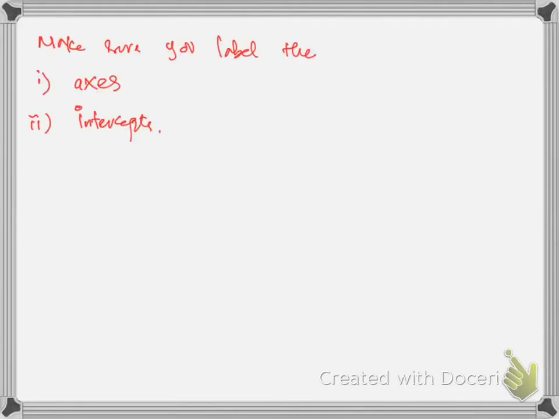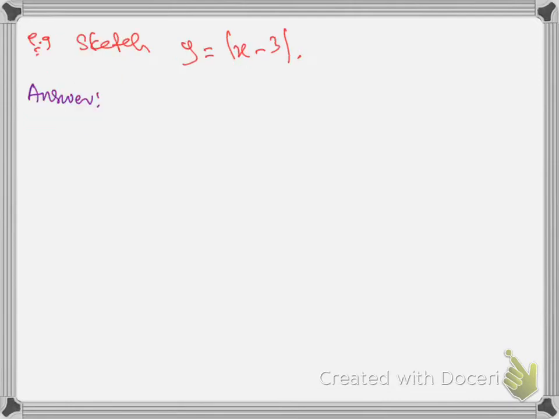Point number 2, you need to label the axis and label the intercepts. This is very important regarding the sketch. Let's do an example to understand the modulus part in detail. In this example, we have to sketch y is equal to modulus of x minus 3. In order to sketch this graph, we need to sketch y is equal to x minus 3 first, and then we will reflect the negative part about the x-axis for the modulus.